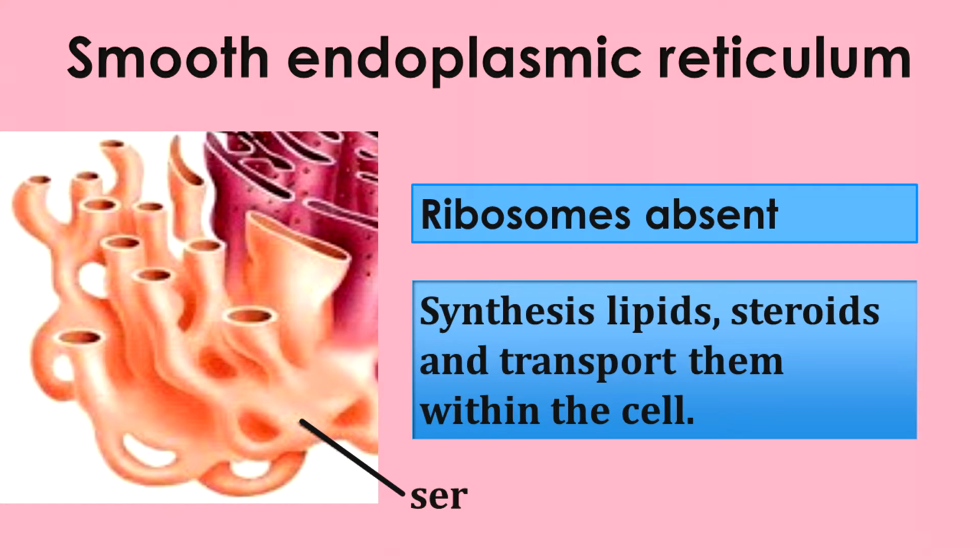Look at this diagram. This is smooth endoplasmic reticulum. Here the ribosomes are absent. They are not attached to the membranes of this endoplasmic reticulum. The function of the smooth endoplasmic reticulum is synthesis of lipids and steroids. And also they are involved in the transport of substances within the cell. Both smooth and rough endoplasmic reticulum are involved in the transport of substances within the cell.